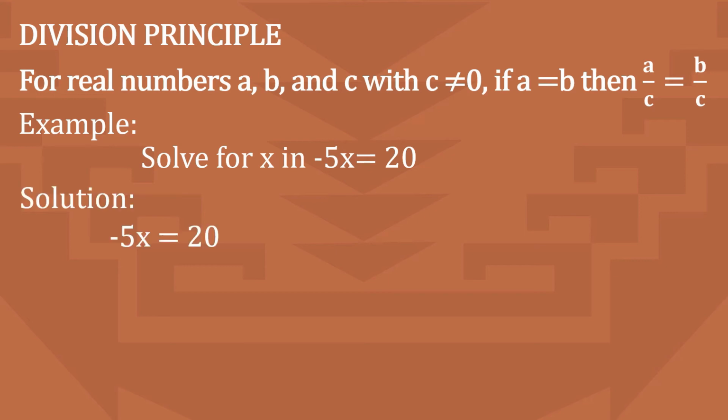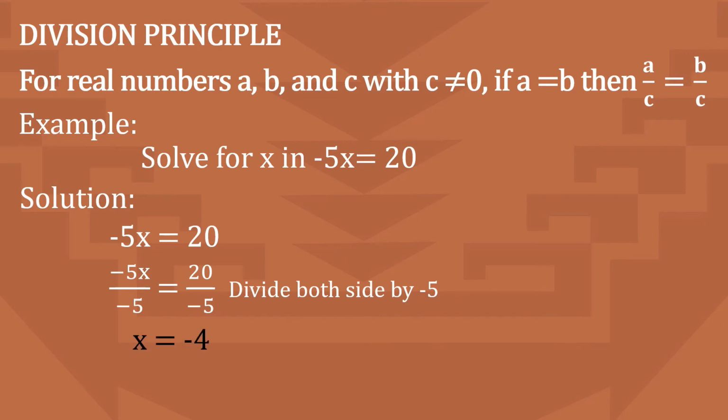Solution, copy the equation, negative 5x equals 20. Divide both sides by negative 5. It will become negative 5x over negative 5 equals 20 over negative 5. Negative 5x over negative 5 will become x. 20 over negative 5 equals negative 4. Therefore, x equals negative 4.